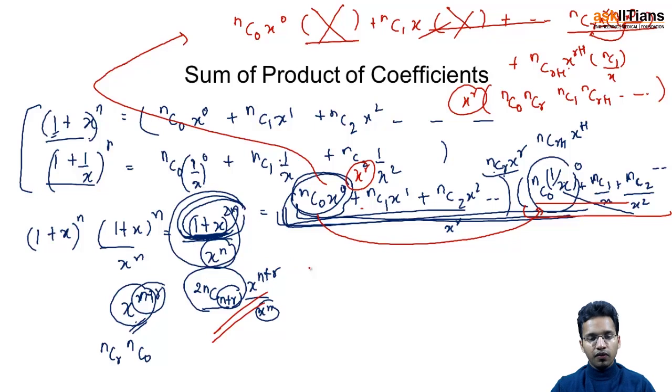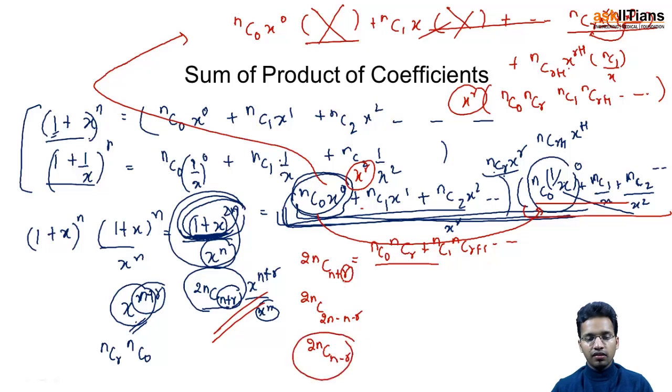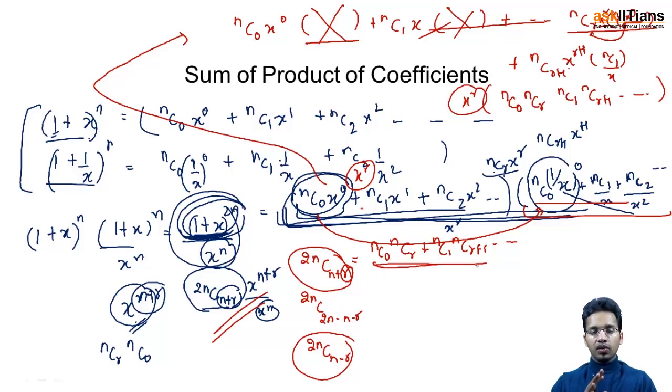So basically what we have obtained from here is 2nC(n+r) is equal to nC0 nCr plus nC1 nC(r+1), and it will go on like this. Now whatever value of r I substitute, I can get the answer. Again, this can be written as 2nC(2n-n-r), which will be equal to 2nC(n-r). Both are the same because both will add up to get 2n. So both of them represent the same thing. Now I just need the r value, and I can get the product of coefficients.